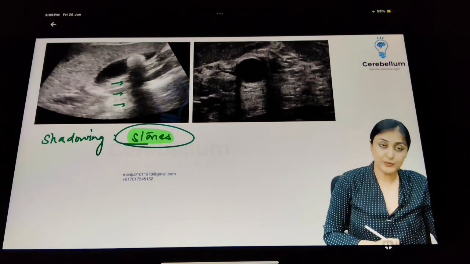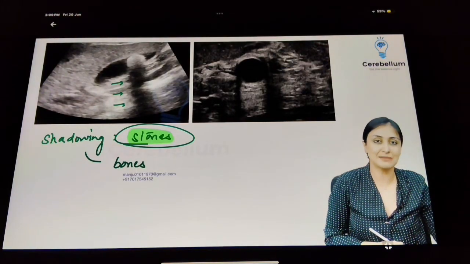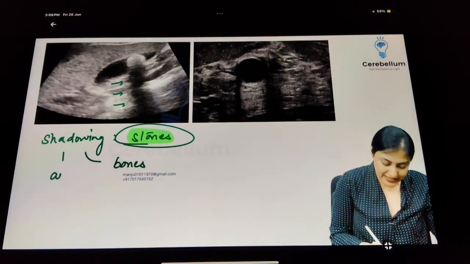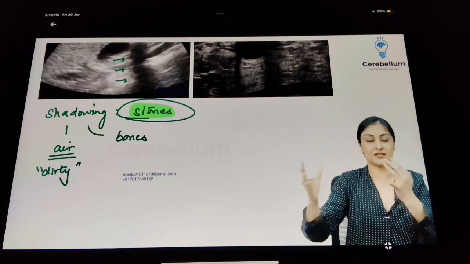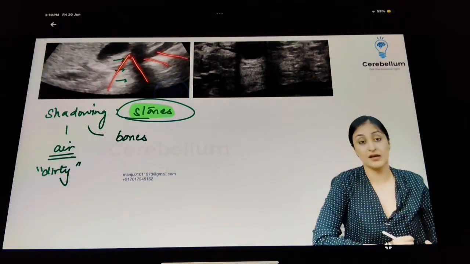So that is stones. Apart from this, shadowing can also be seen in bone because bones are densely packed with calcium. There will be a shadow behind it. And then even air can show me shadowing. But air tends to show me not a dense shadow, but what we refer to as a dirty shadow. It refracts the sound waves. So you can't really see air on an ultrasound.